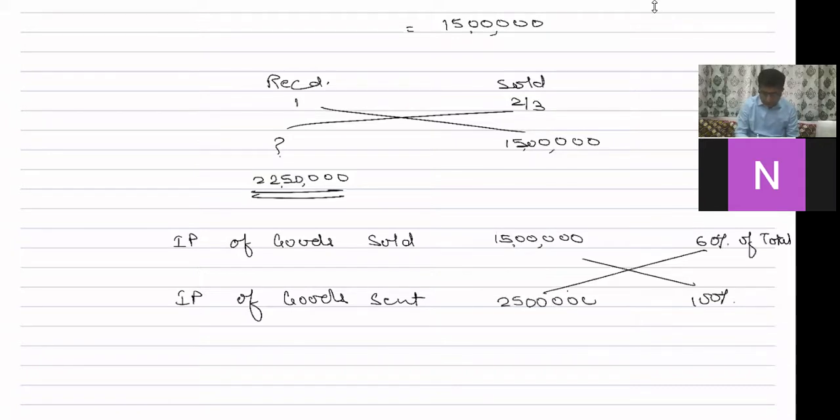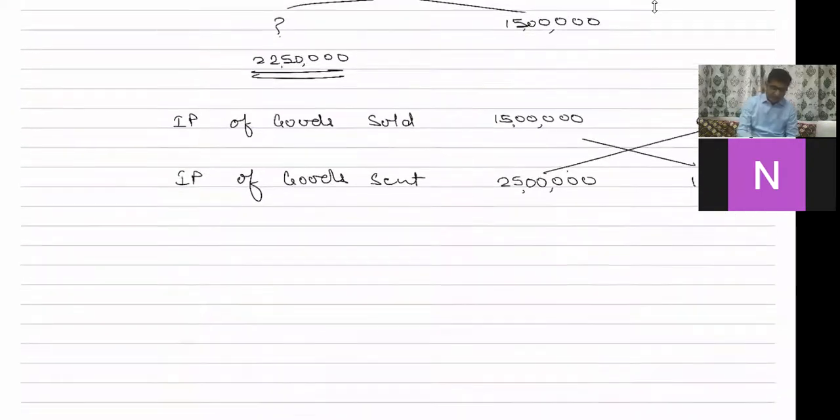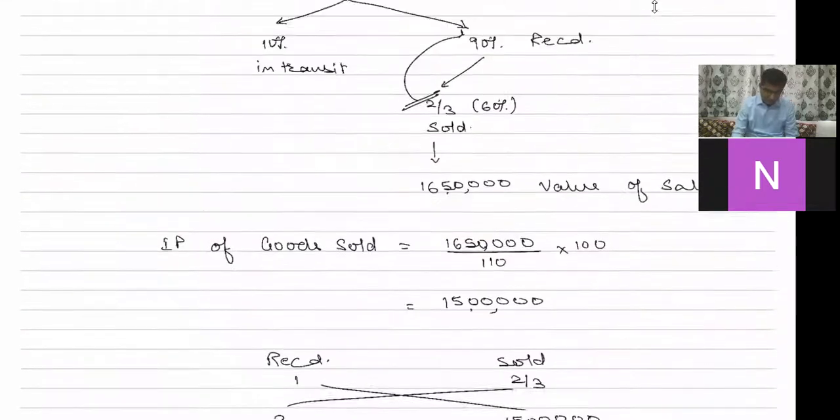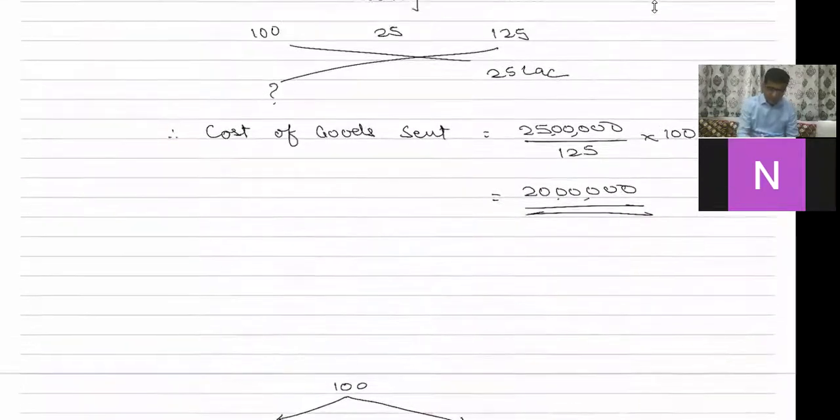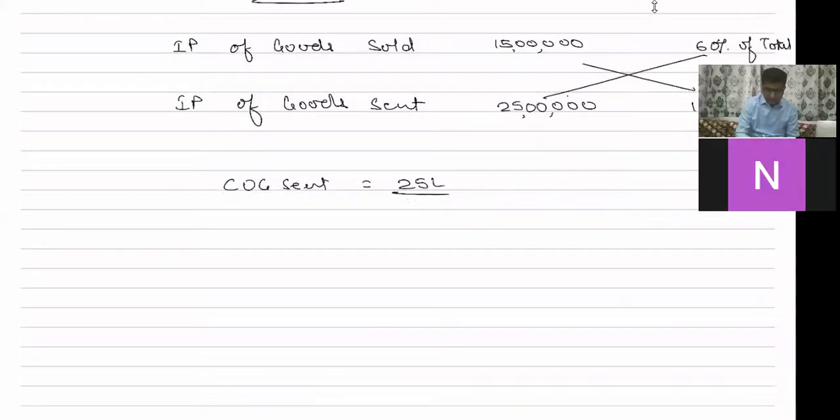Are you able to observe this? And then based on that, cost of goods sent will be equal to 25 lakh. कितना था वो रेशो? Divide by 125 into 100. That comes to 20 lakh rupees. Did you get it?